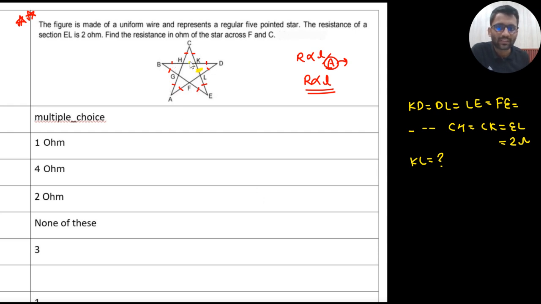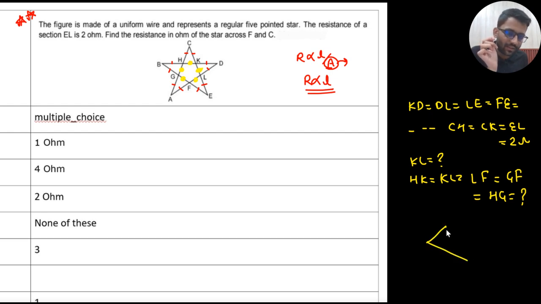But what about these resistances? What will be the resistance of these five: KL, HK, LF, GF and HG? Here the concept of geometry will be used. A good amount of geometry will be used. So let me take a triangle here. This is your E, this is your F, and this is your L.